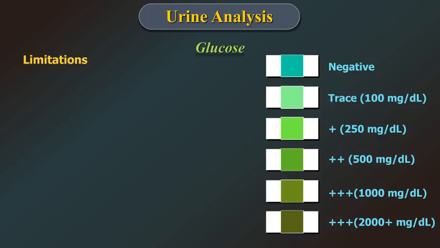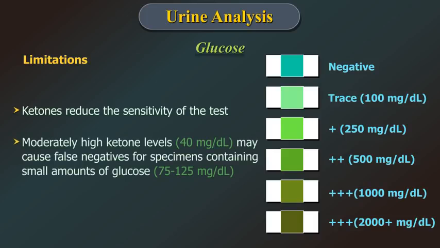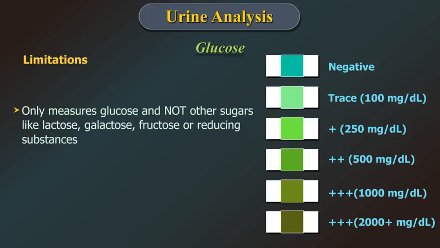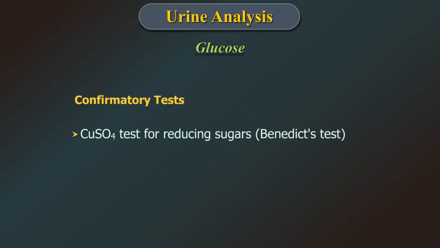hyperadrenocortism. The limitations are ketones reduce the sensitivity of the test. Moderately high ketone levels may cause false negative for specimen containing small amount of glucose. It only measures glucose and not other sugars like lactose, galactose, fructose, or other reducing substances. Low levels of glucose may not get detected. The confirmatory test is copper sulfate test for reducing sugars.